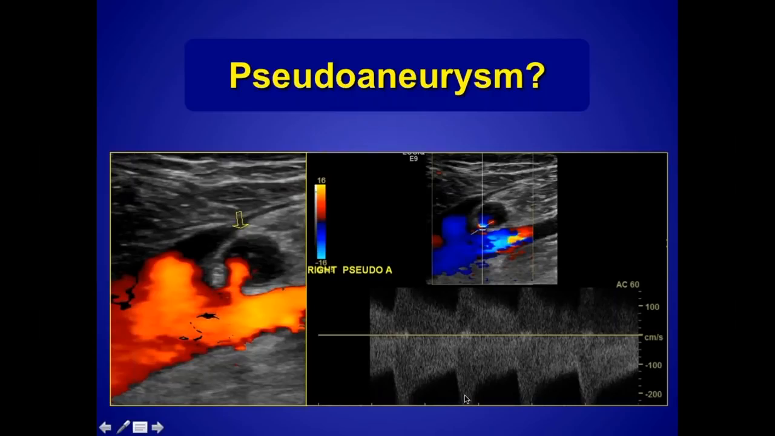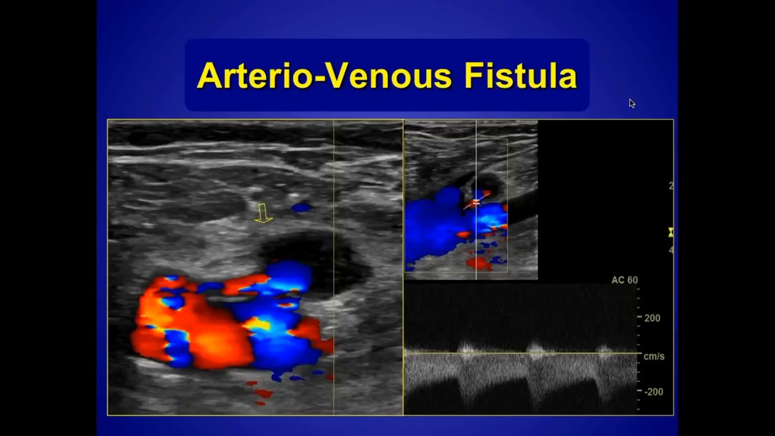But the one thing I want you to notice is the waveform in the neck is not to and fro. What we see here is a high velocity, low resistance pattern. The fact that it's on both sides of the baseline just indicates it's a mirror image artifact, and that this is really not the waveform we'd expect in a pseudoaneurysm at all, but rather the waveform we'd expect in a fistula. So that's got to prompt you to look a little bit further down.